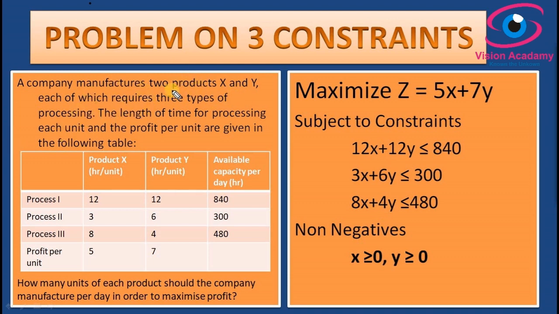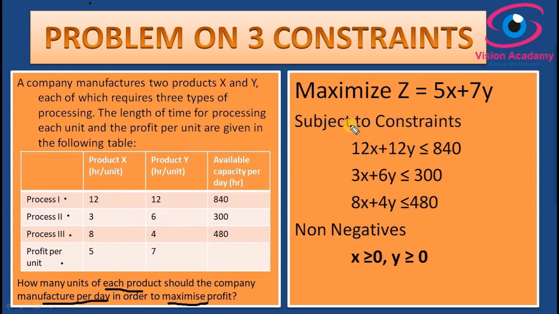In this problem we have two types of product, product X and product Y, each of which requires three types of processing, processing 1, 2 and 3, and their profit per unit and available capacities are also given. Profit per unit means we have to maximize the problem. How many units of each product should the company manufacture per day in order to maximize the profit? The given details relate only to per day.